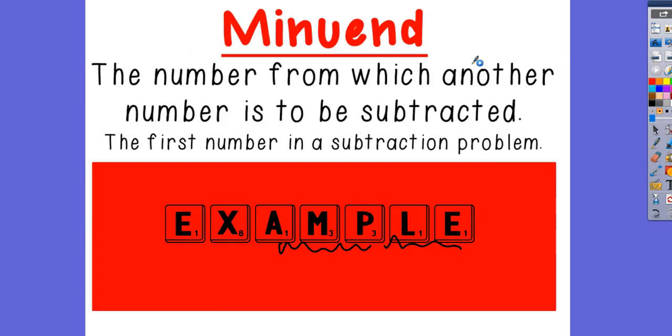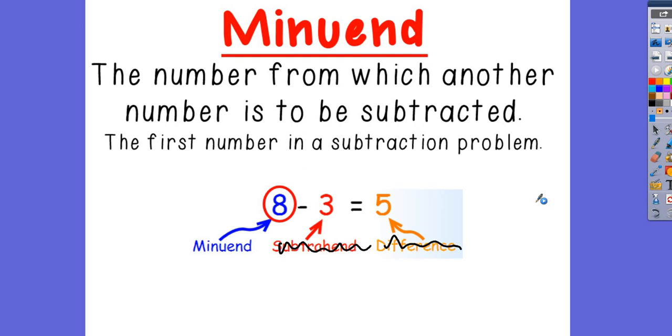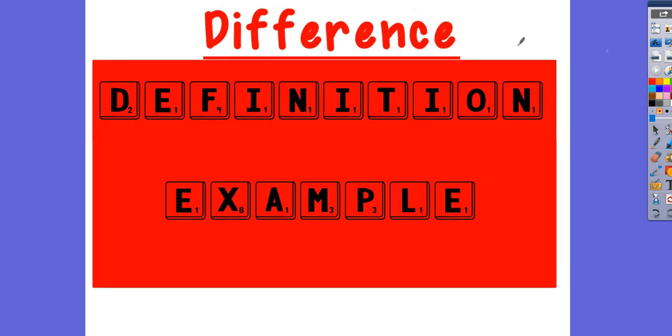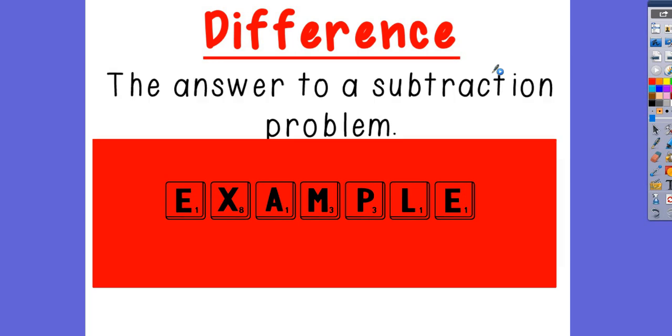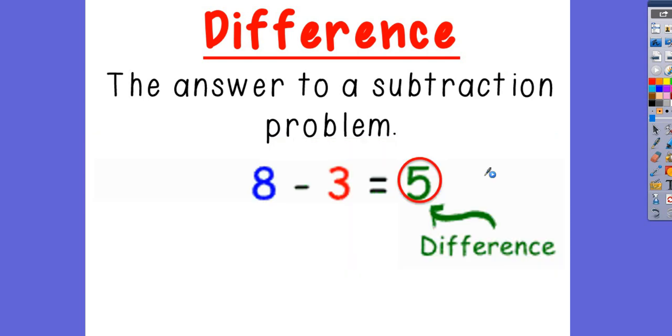The minuend, so the minuend is the number from which another number is to be subtracted. It's the first number in a subtraction problem. It's the number that's being taken away from. So in this case, we have 8 minus 3 equals 5, with 8 being the minuend. The difference then is the answer to the subtraction problem, or the result you get when you subtract. Again, difference doesn't mean subtraction, but it tells us that we should subtract.